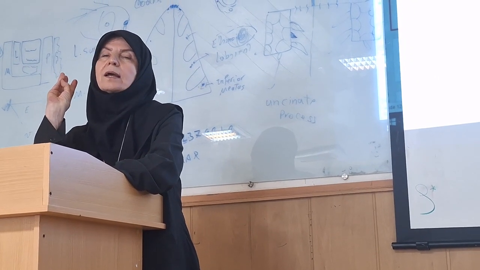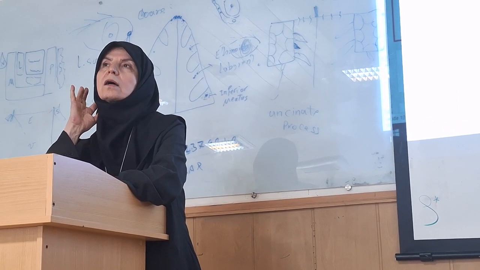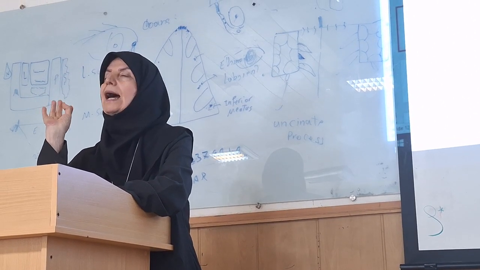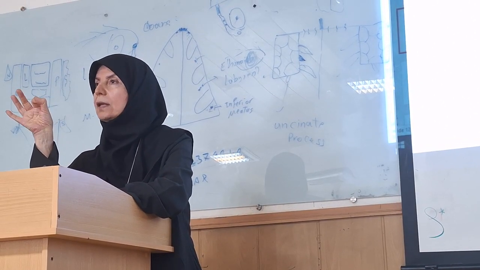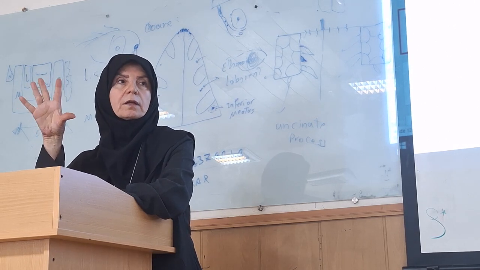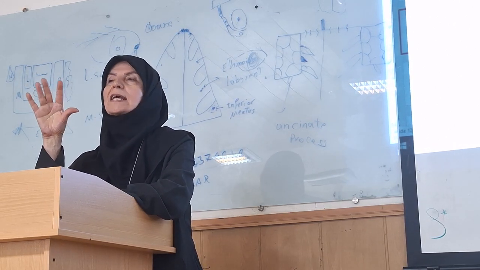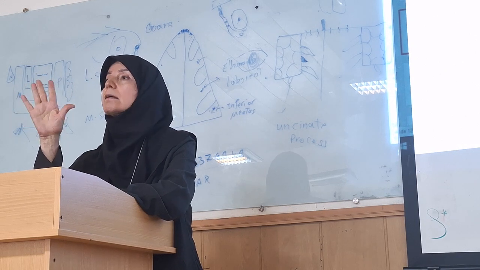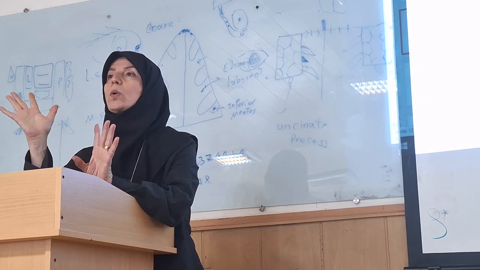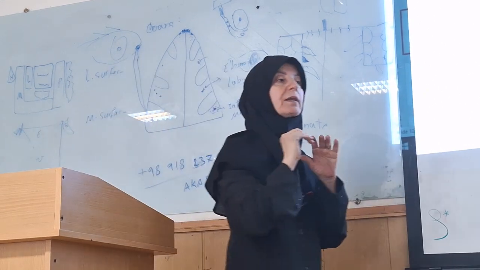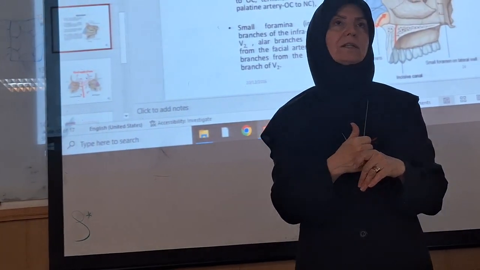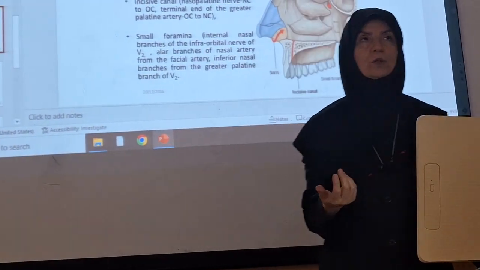Anterior ethmoidal artery? Yes. Anterior ethmoidal vein? Yes. Anterior ethmoidal nerve? Yes. Posterior ethmoidal vessel? Yes. Posterior ethmoidal nerve? No. The posterior ethmoidal nerve never passes and enters the nasal cavity. So I will explain it for you.